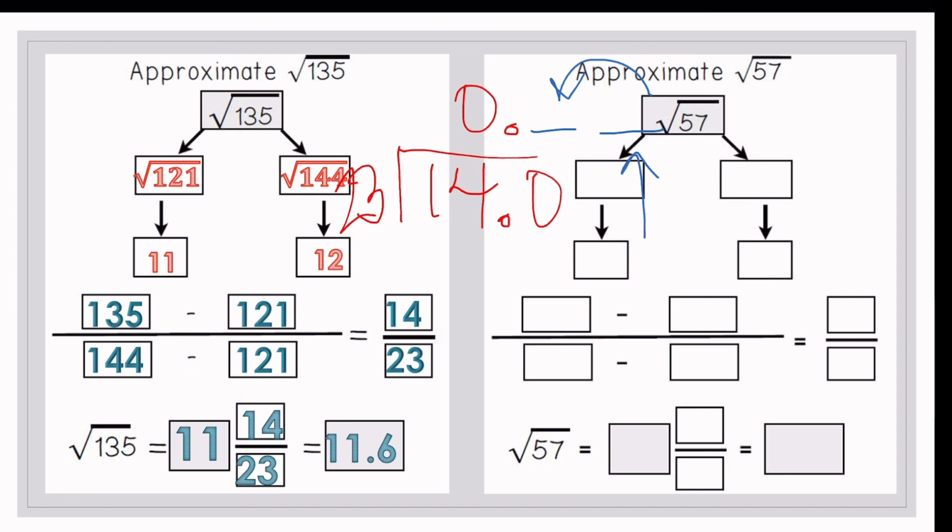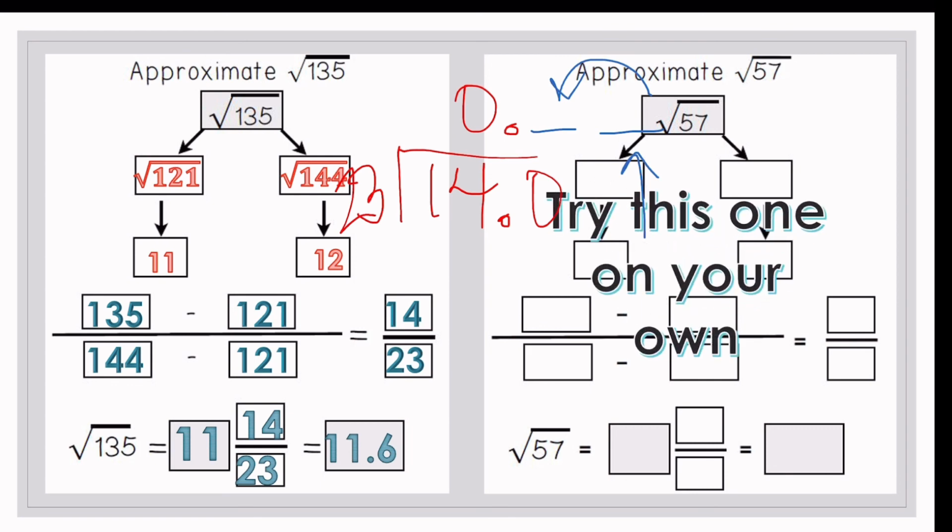So what I want you to do now is try to find and approximate the square root of 57 on your own. Could you whip out a calculator? Perhaps, but that's not going to help you, because when you do this in class, you don't get a calculator, you have to show the work.